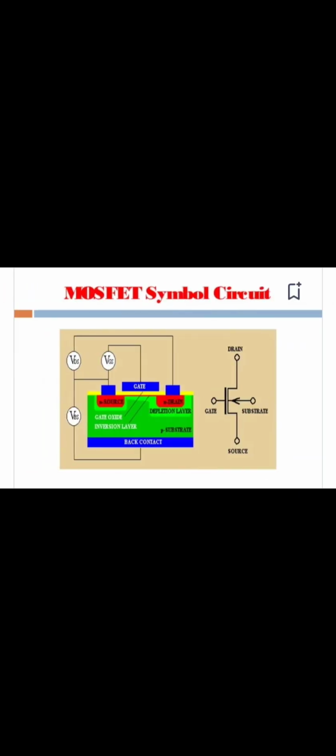So here is the symbol and the circuit diagram for the metal oxide semiconductor field effect transistor, in which you can see the 3 terminals: gate terminal on the top in the blue, and also the source and drain which are also in the blue color. Here is a depletion region. P color is for the substrate. Here we are discussing about the P-type substrate.